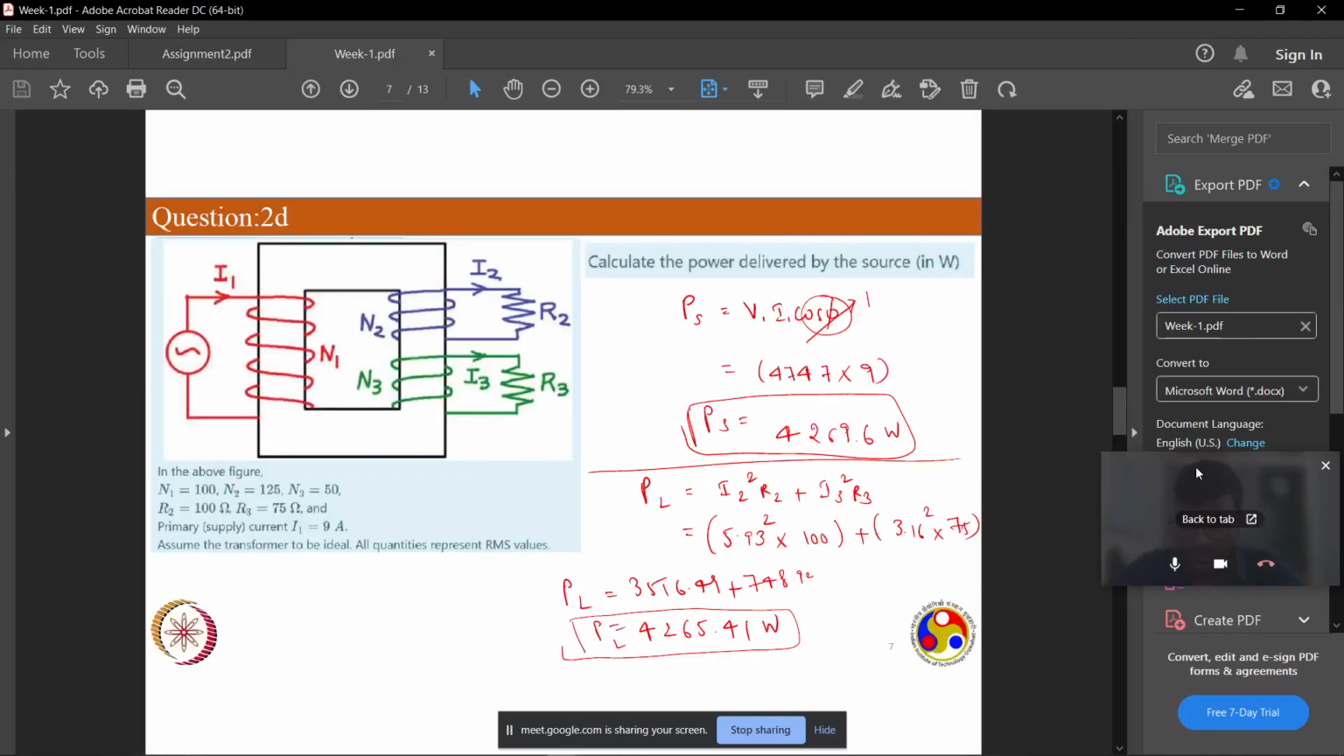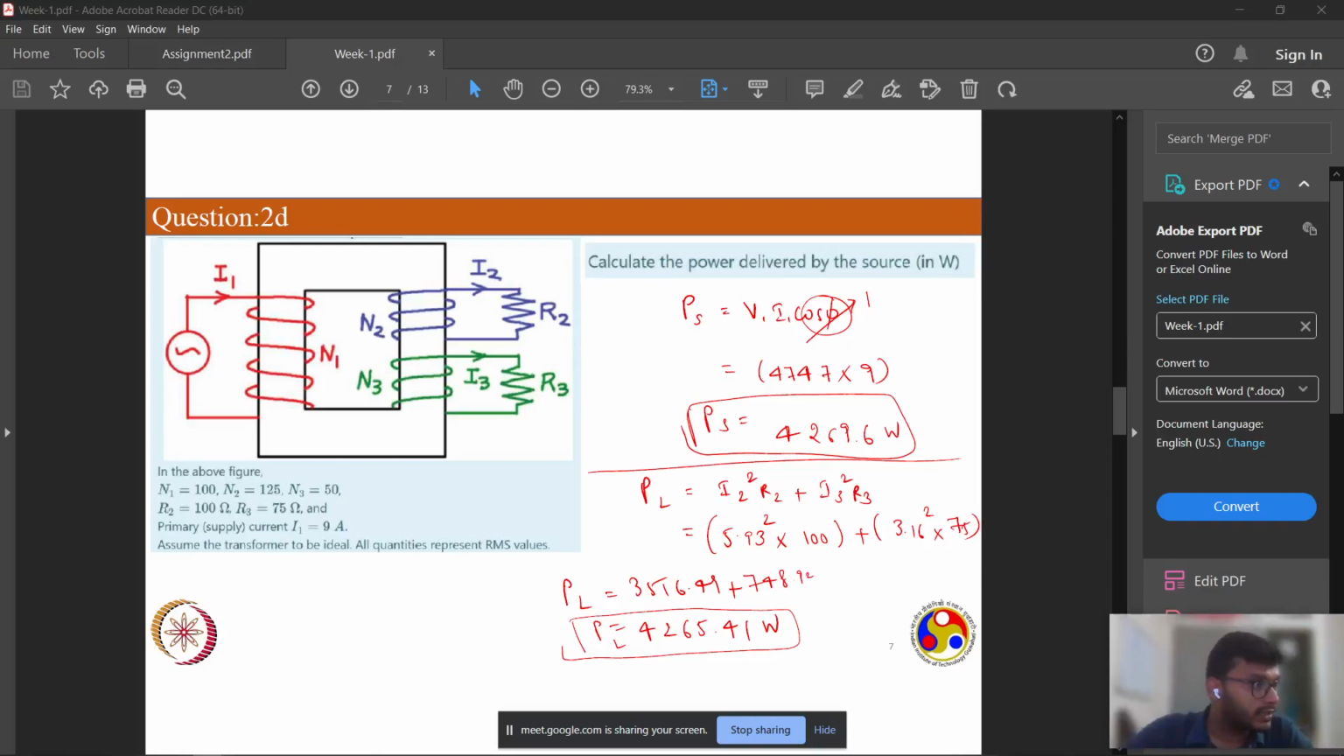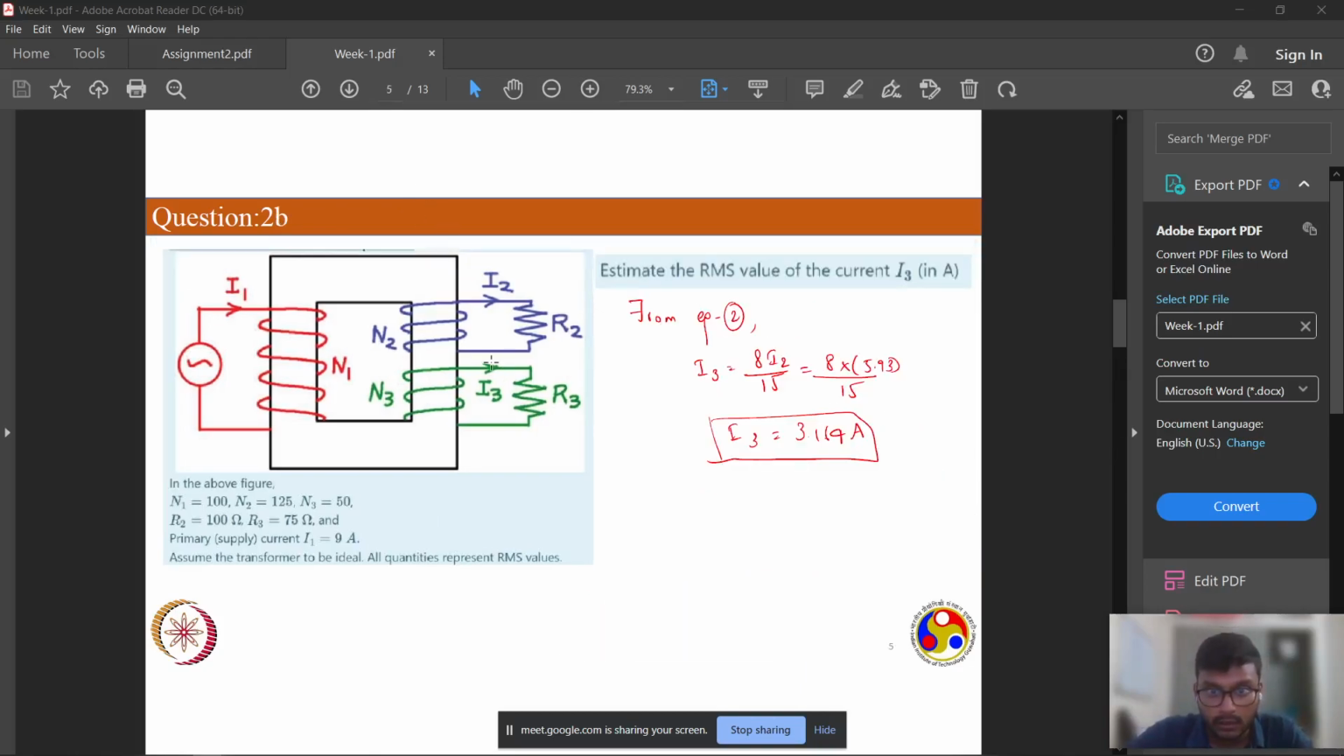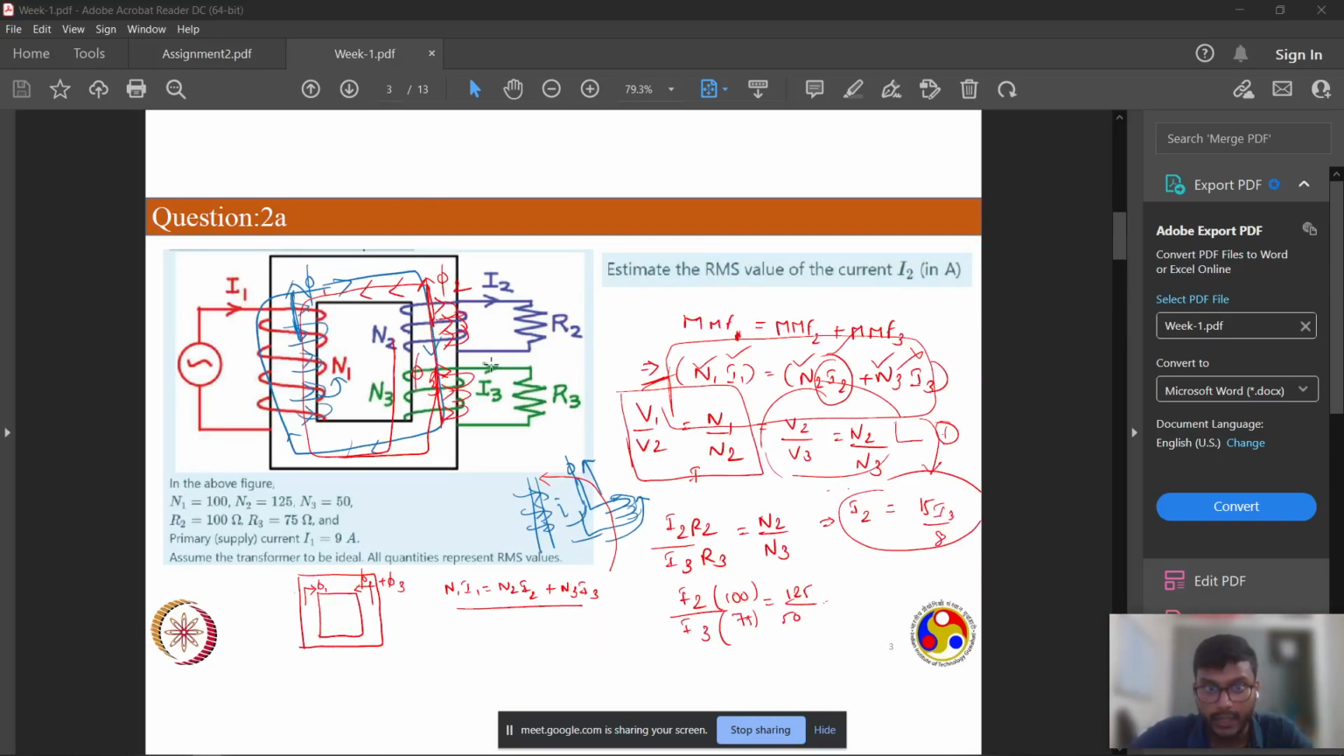So last week's session, we discussed how to calculate I2 in it. Here we calculated I2 and I3. I2 is not dependent on turns because we are having two different coils here, I2 and I3, so they are dependent on the load. We know R2 and R3, and we know V2 and V3. From there, that relation, we calculate I2 and I3. When we know R2 and the voltage, that's how we calculated the current equation.